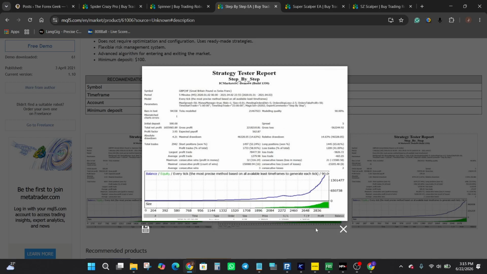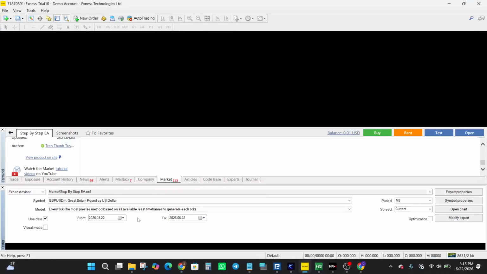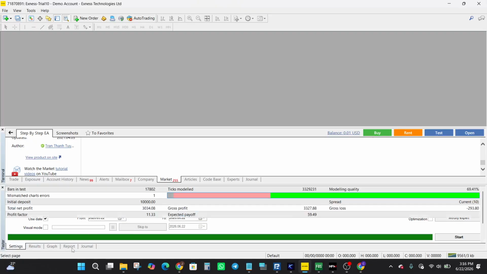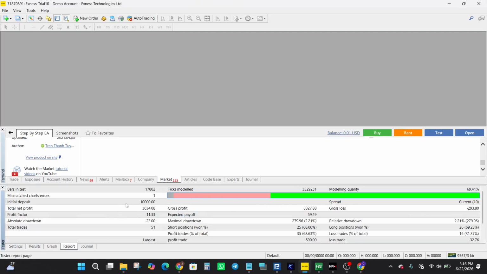But let's head over to our strategy tester still. Let's see how the step-by-step EA performed on GBP USD on the M5 time frame, one of the recommended pairs, and of course the recommended time frame. But we are testing over the past 3 months, 22nd March to 22nd June 2026, using the every tick modeling. Here we have initial deposit $10,000.